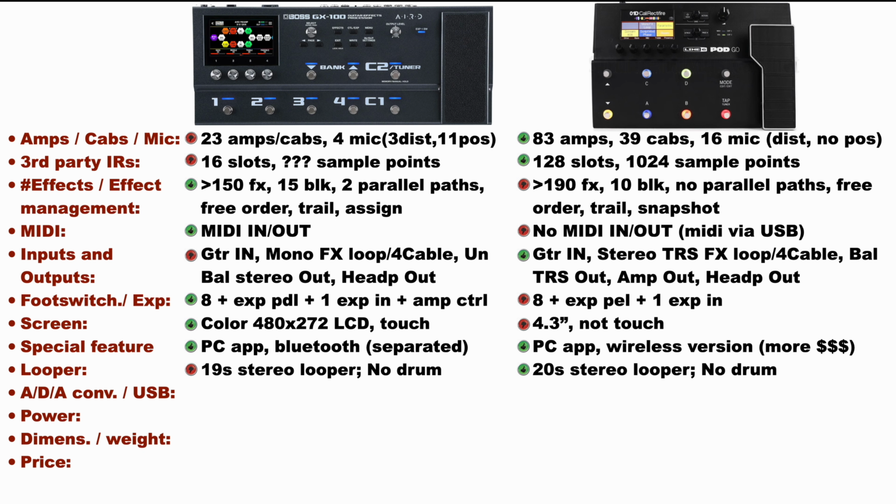As regards ADA conversion, the GX100 offers a 4x4 USB channels audio interface at 48 kHz and 24 bits with 32-bit internal processing, and the Pod Go offers a 4x4 audio interface too, but with up to 96 kHz at 24 bits converters. Therefore, I would say that they are on par, as the GX100 offers 32-bit internal processing and the Pod Go has converters at 96 kHz.